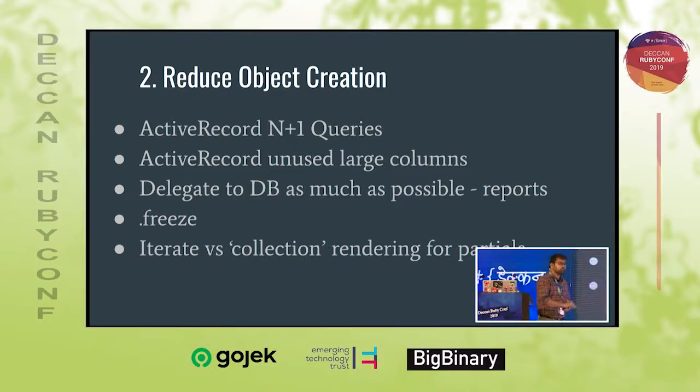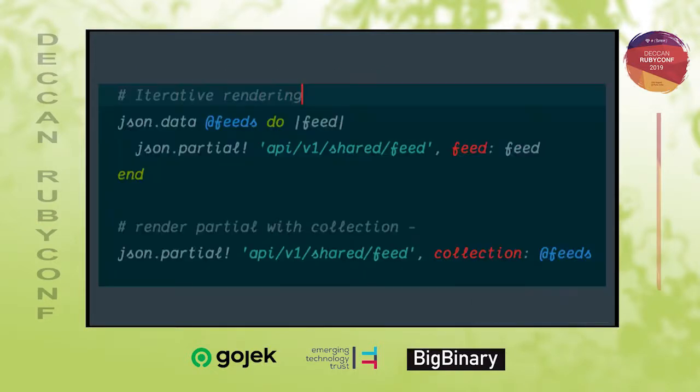And then finally, iterate versus collection rendering for partials. For example, this is one of the common issues that we see. The first one is the wrong code, the second one is the right code. In the wrong code, this is a JBuilder template, and we are rendering a partial called feed. What we are doing here is we have this feeds object. We are iterating on that feeds array, and then rendering a partial called feed with a local called feed, right? The second one is the case where we are rendering that partial only once, but passing the array as a collection option. These two code samples are different, and they have a huge memory footprint difference.